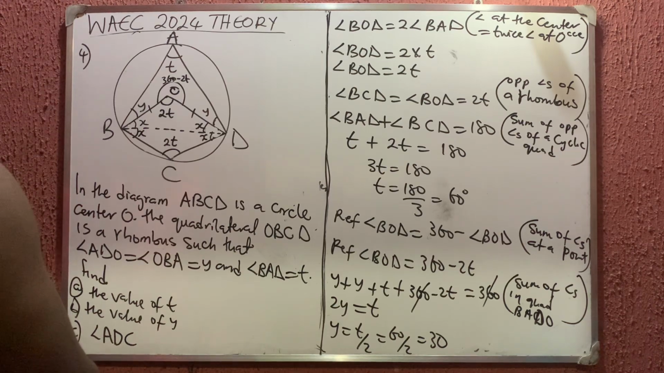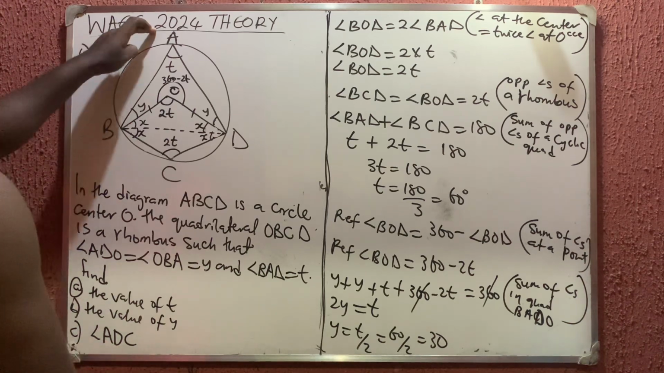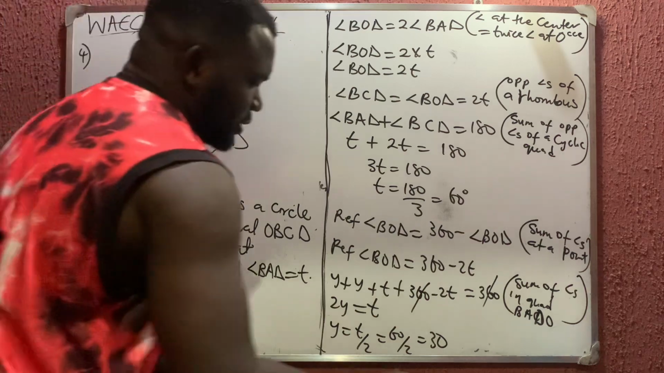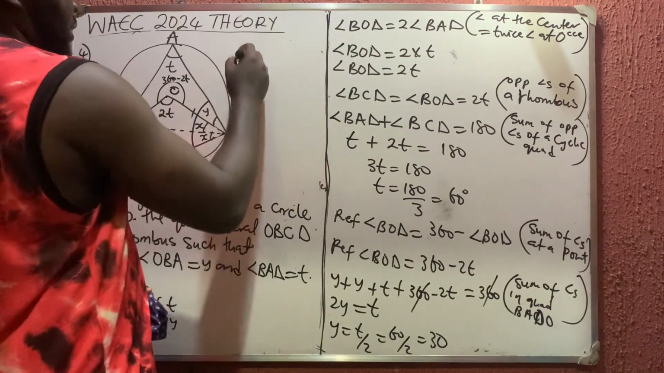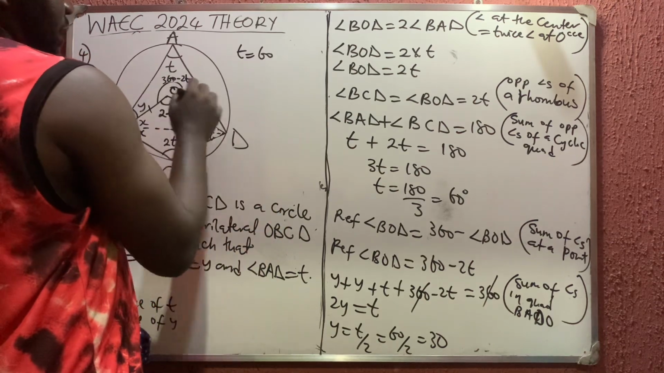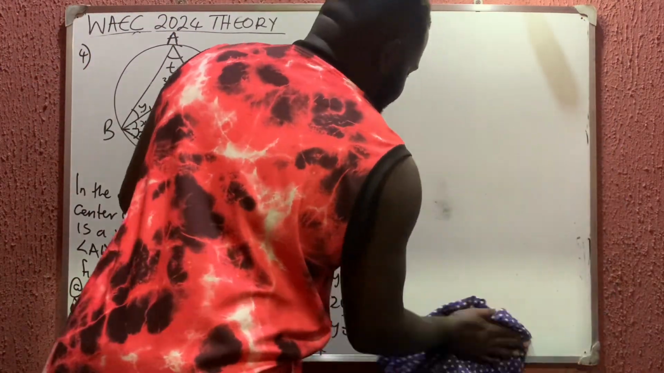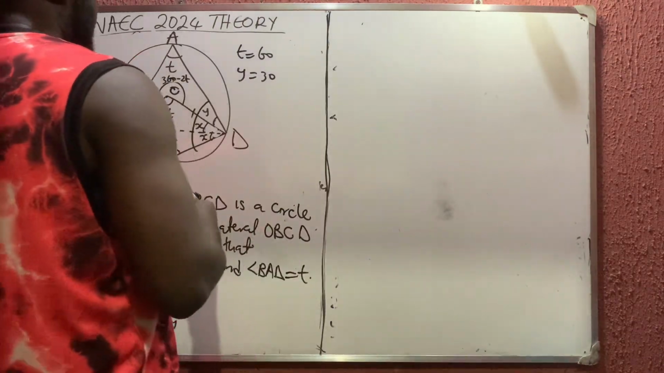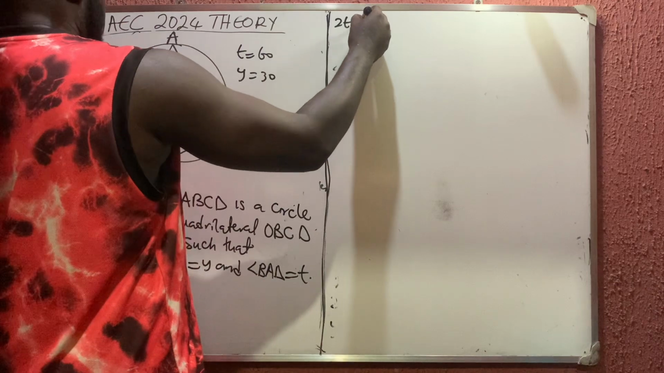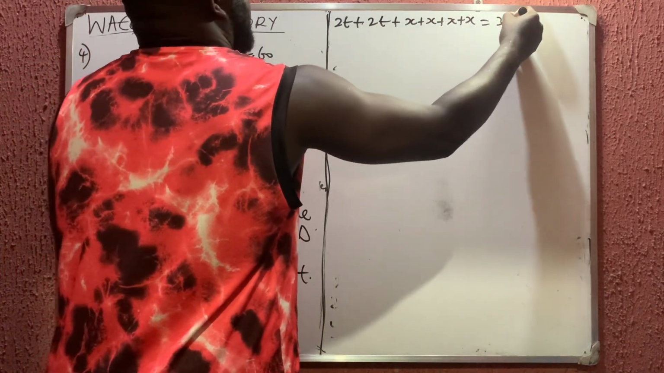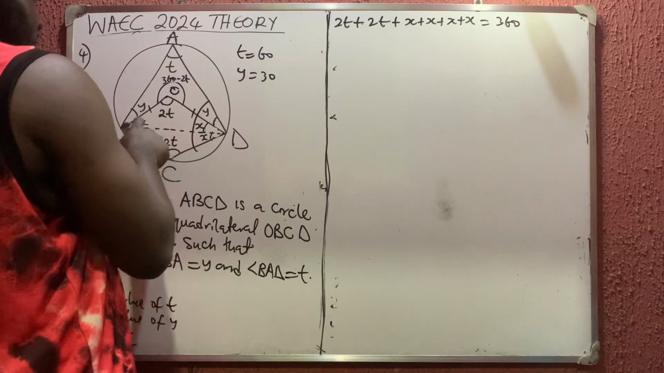So what's the next thing? The next thing is for us to get our angle ADC. So we need to get all these angles. If we can get x plus y, we are done. Don't forget that we have gotten that our t is 60 and our y is 30. Now to get x is very easy. We can use sum of angles in a quadrilateral as well by saying that 2t plus x plus x plus x plus x is equal to 360. So this plus this plus this plus this plus this plus this will give us 360.